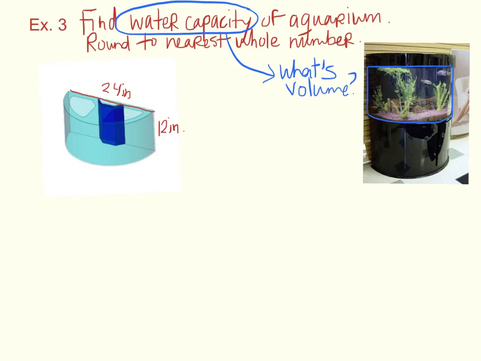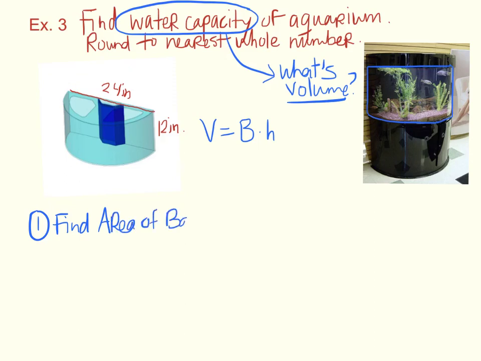So let's go over what our steps might be. We know that we're looking for the volume, so I can go ahead and say that's going to be the area of the base times the height. And I know my steps because of what we've done in the past. I'm going to start off by finding the area of the base, which is B, right? And the second thing I'm going to do is plug it into my formula.